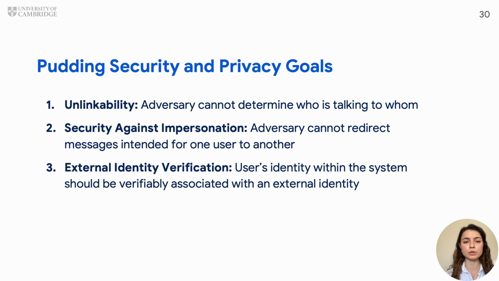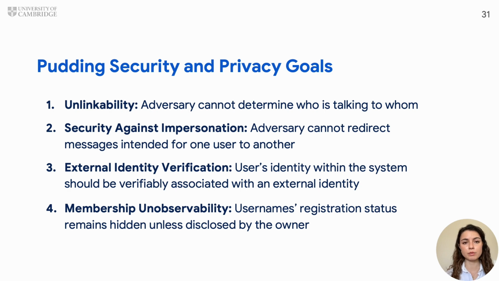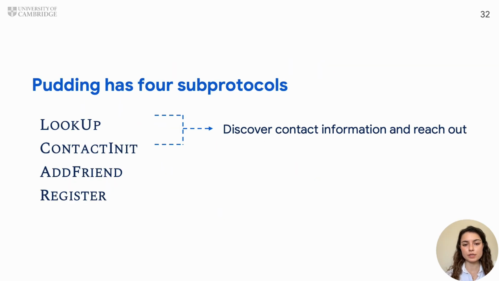This way, for example, journalists can sign up to Pudding with their institutional email addresses, and whistleblowers can make sure that they are talking to the correct person. Lastly, we want membership unobservability so that an adversarial user cannot figure out if a username belongs to a registered user or not, unless the owner of that username wants to disclose this information. Pudding is made of 4 subprotocols. Lookup and ContactInit allow users to discover other users and reach out to them.